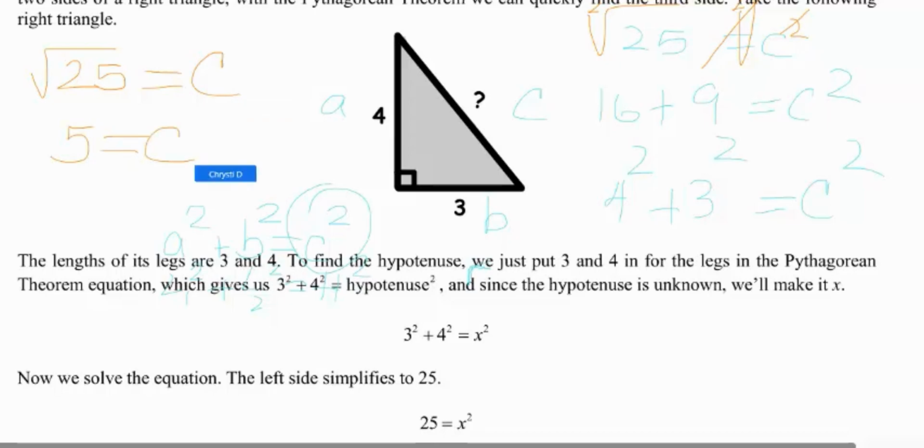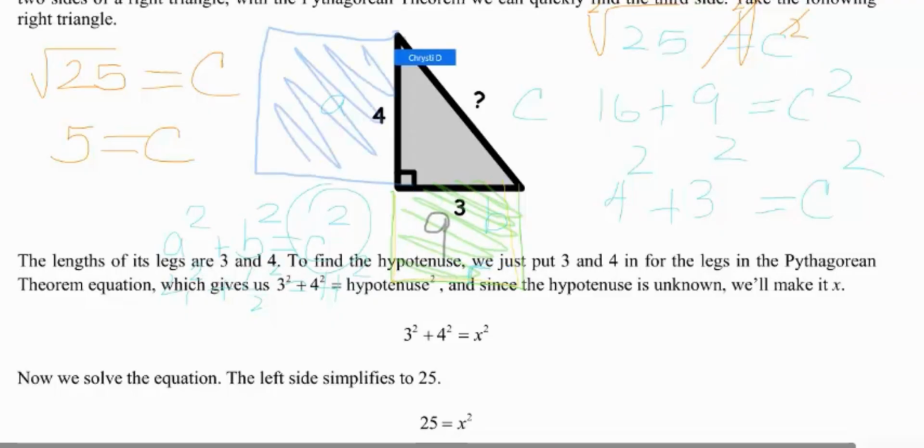What times itself is 25? It's 5. All right. And kind of a cool thing, we could think of this over here. If we squared this, we could say that the area for this would be 9, okay? And then the area for this, if we squared this side, would be 16. If we add 9 and 16, that's 25.